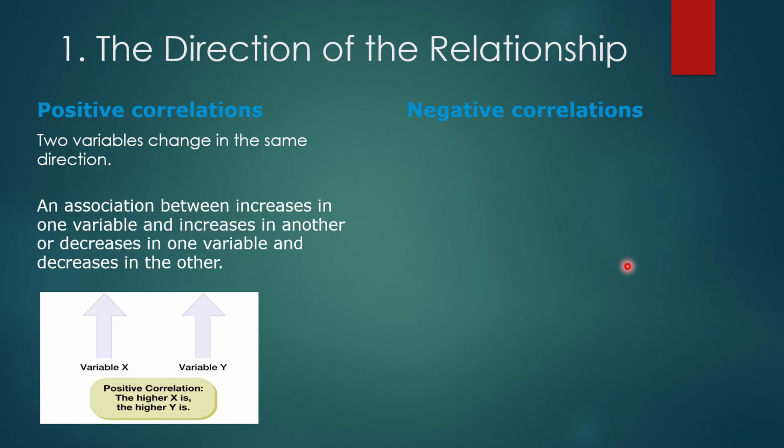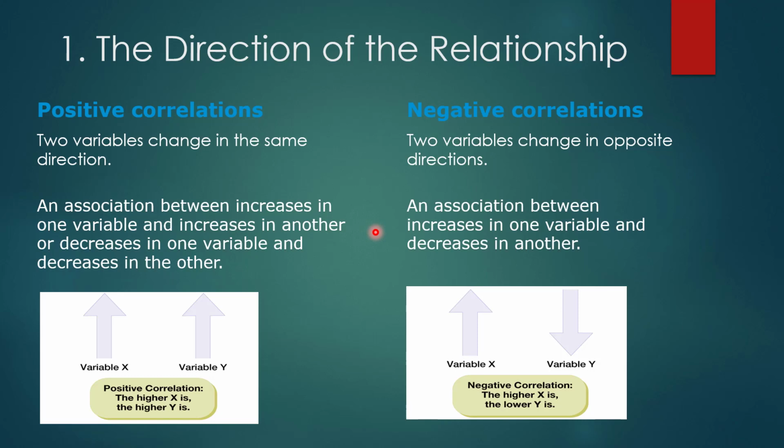Now let's compare a positive correlation with a negative correlation. For a positive correlation, two variables change in the same direction. For a negative correlation, they're changing in opposite directions. In other words, an increase in one variable is associated with a decrease in another variable. So as variable x increases, variable y decreases, or the higher x is, the lower y is. So they're moving in opposite directions.